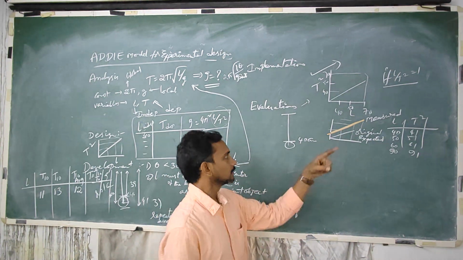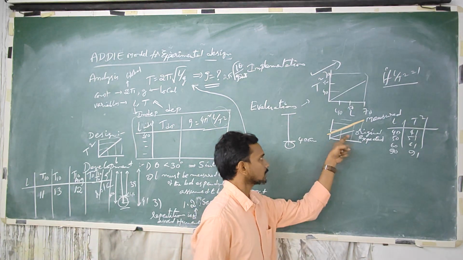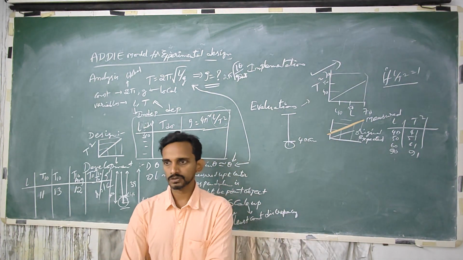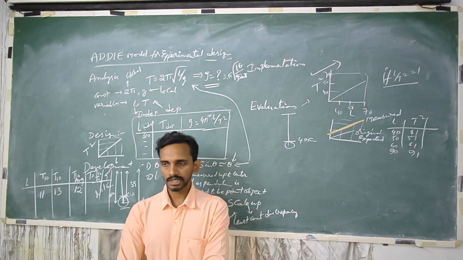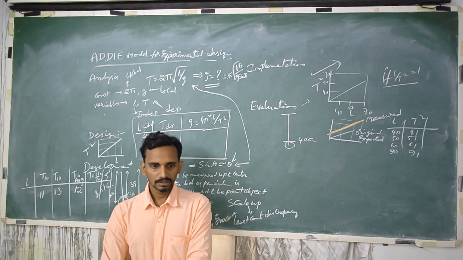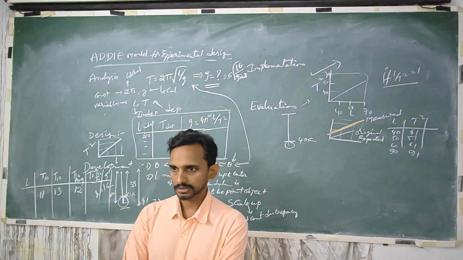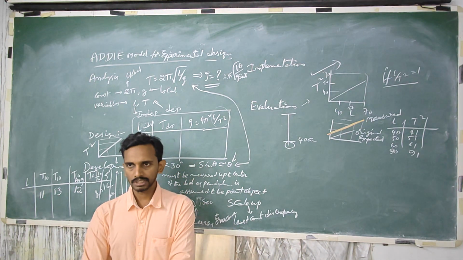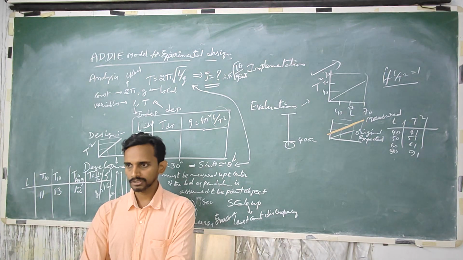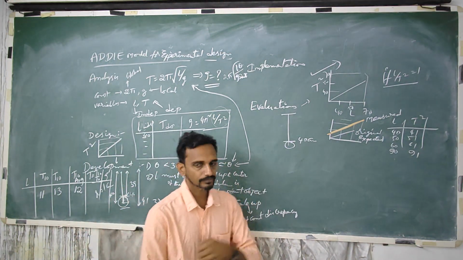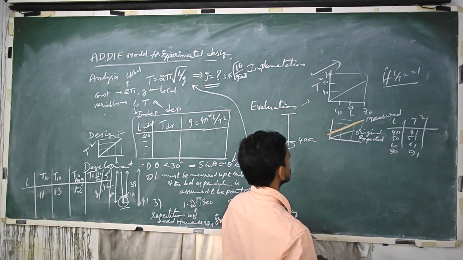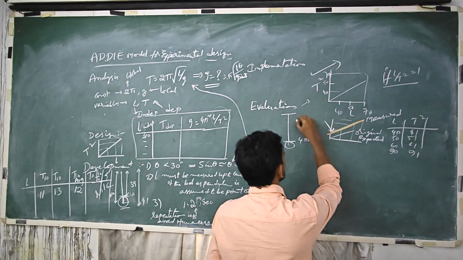If the graph or the line is not passing through the origin and it shifts up, that means what? The user has underestimated the length. The actual length that he kept was 41, but he wrote 40. So when the graph shifts up, it is underestimation of length.